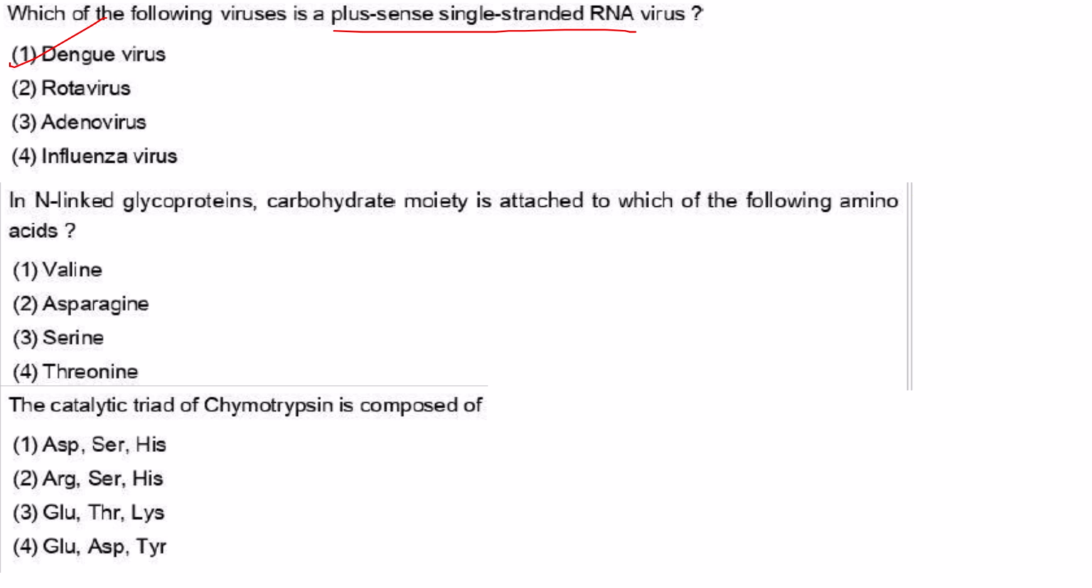Then next one, in N-linked glycoproteins, carbohydrate moiety is attached to which of the following amino acids? It is asparagine, and this occurs in the endoplasmic reticulum. Then the catalytic triad of chymotrypsin is composed of aspartic acid, serine and histidine. Answer is option 1.